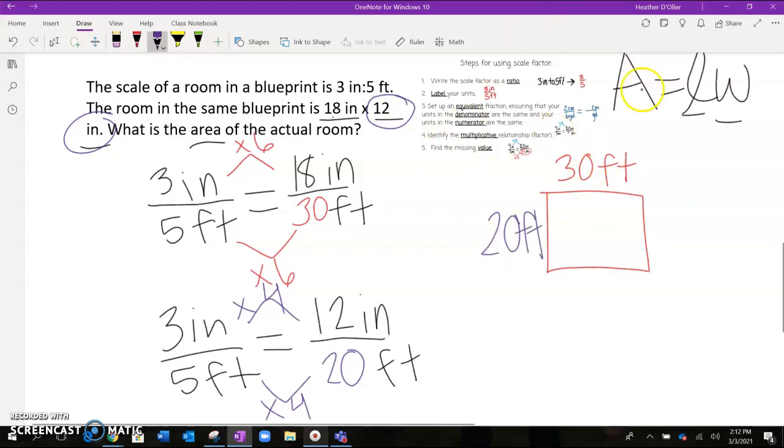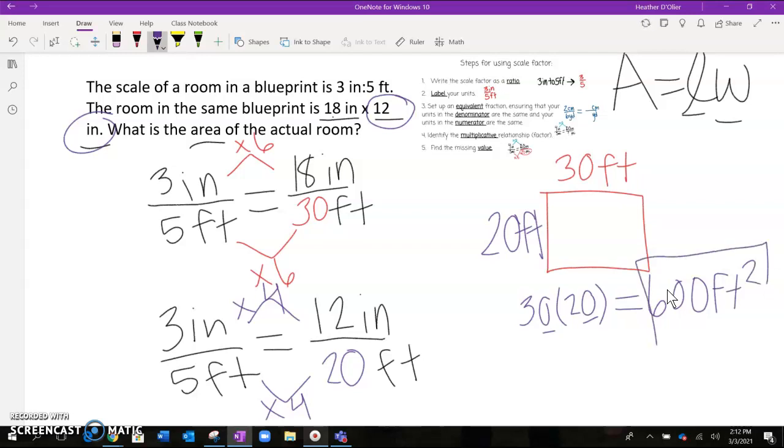Now I can get the area. Area equals length times width. So I'm literally going to do 30 times 20. I know that 3 times 2 is 6. And every time there's a 0, I can just add that in. So 600. And I should keep my measurements. This is 600 feet squared. Area is always squared. That's my answer.